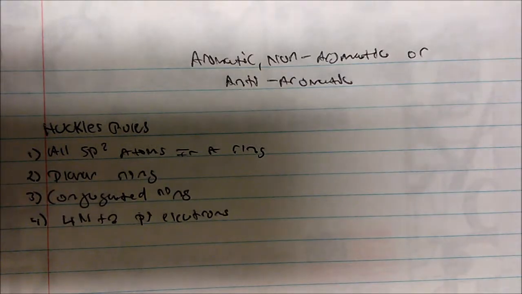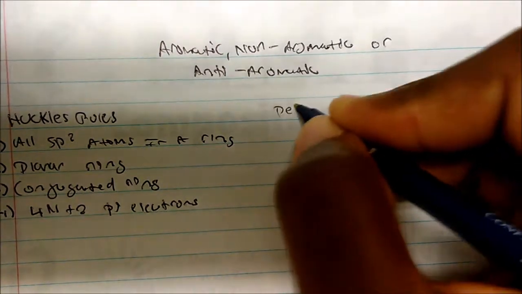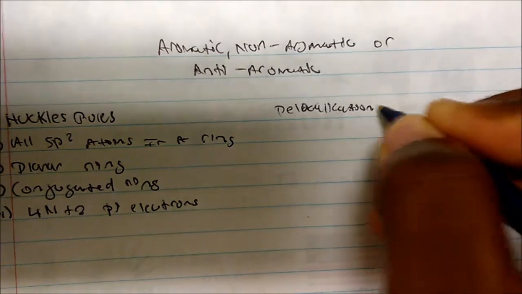So in this video, we're going to talk about whether these compounds are aromatic, non-aromatic, or anti-aromatic. Now, there are a couple points that I want to go over first before we even touch on some examples. So delocalization. This is very important, right?